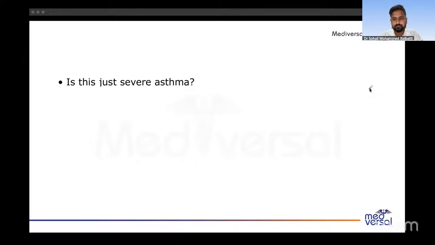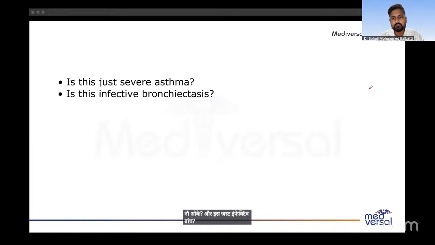No. Okay. Or is this just an infective bronchiectasis? How many of you will say this is an infective bronchiectasis?